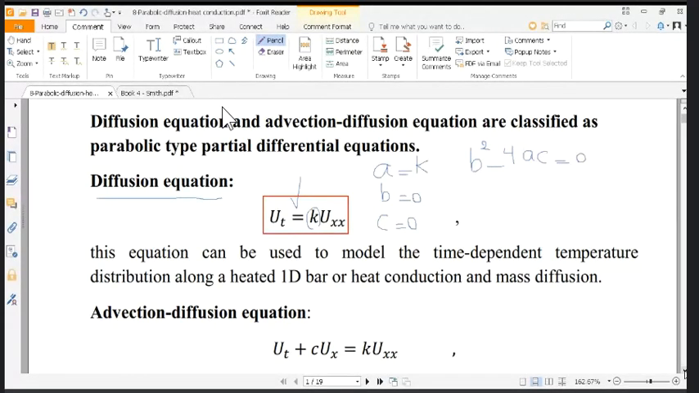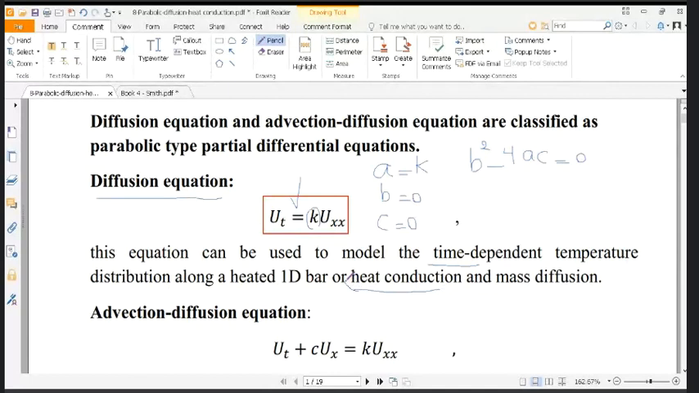The diffusion equation can be used to model the time-dependent temperature distribution along a heated one-dimensional bar, or heat conduction. It is used for the heat transfer equation. Heat conduction means انتقال حرارت. And mass diffusion is another application of the diffusion equation. One of the more important applications of the diffusion equation is heat conduction.